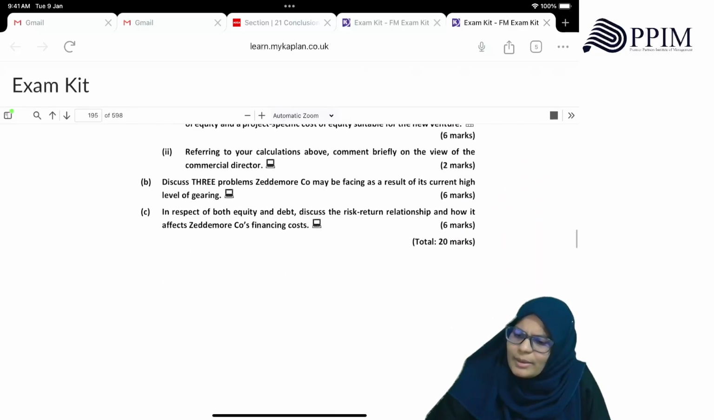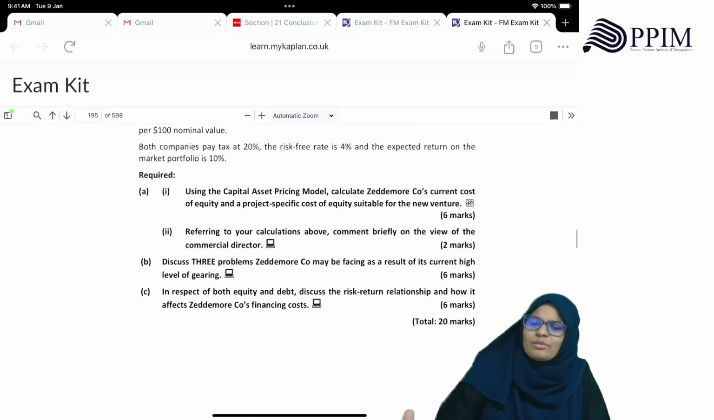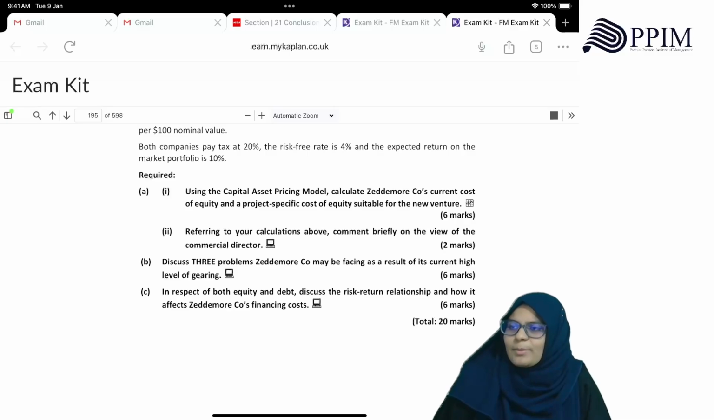It's for how many marks? 6 marks. So see 3 problems. So one, you mention the problem and explain. What do you think will be a problem if you have too much of gearing?